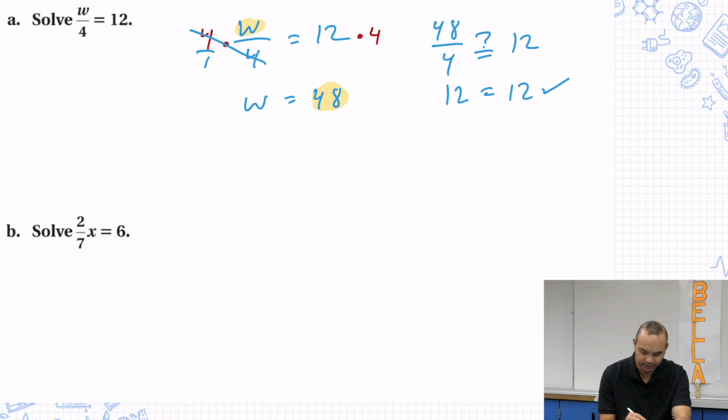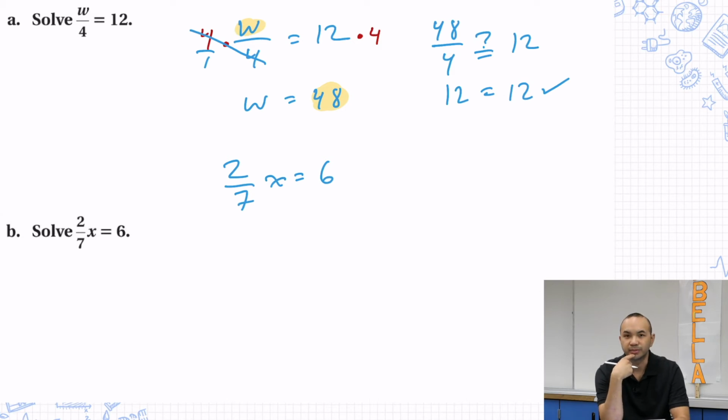And here, okay, this is where it gets a little more challenging. I'm rewriting it again: 2/7 x equals 6. So that's saying I have a number, I'm multiplying it by the fraction 2/7, and it's going to equal 6. Well, what do you do when you're multiplying? The opposite of that is division. So I'm going to divide.